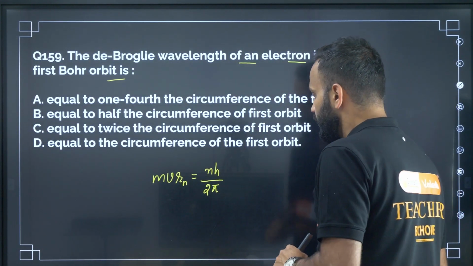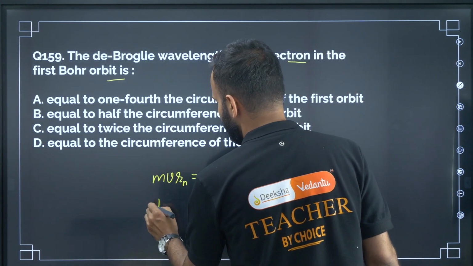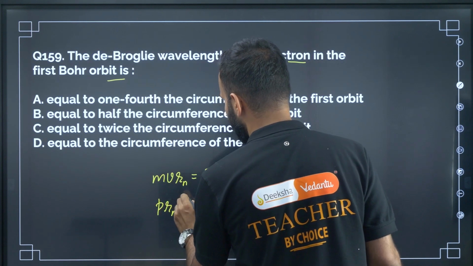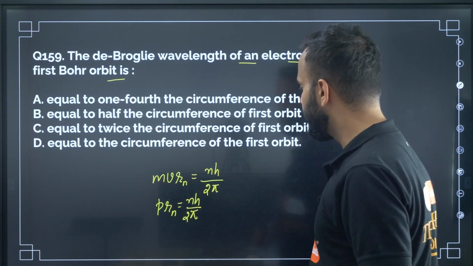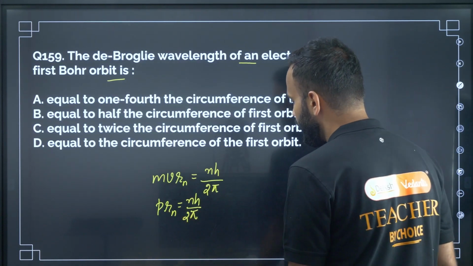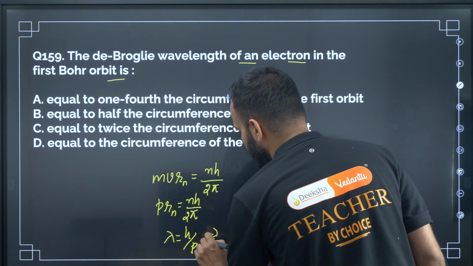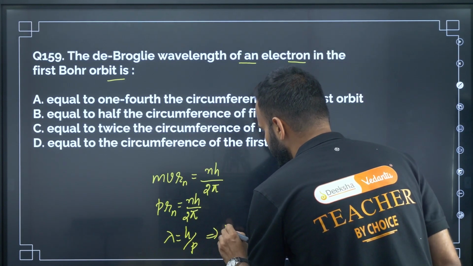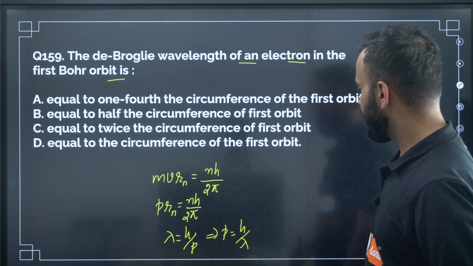Here mv is the momentum of the electron, so P is the momentum. P into r_n is equal to nh divided by 2 pi. We know that the de Broglie wavelength lambda is equal to h divided by P, where P is the momentum of the electron and lambda is the de Broglie wavelength. So P equals h by lambda.